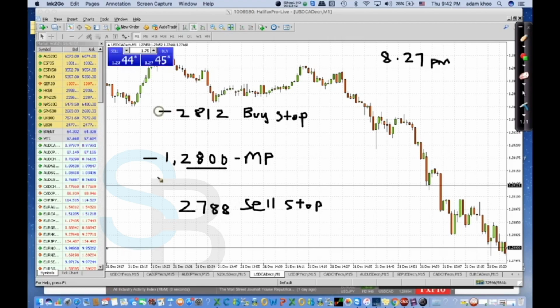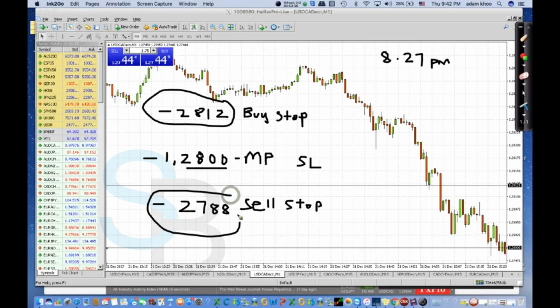All right? So the first thing I did was I placed a buy stop order at 2812 with a stop loss at the market price, 2800. That's the first thing I did. Then I placed a sell stop order at 2788 with the stop loss at the market price of 2800.